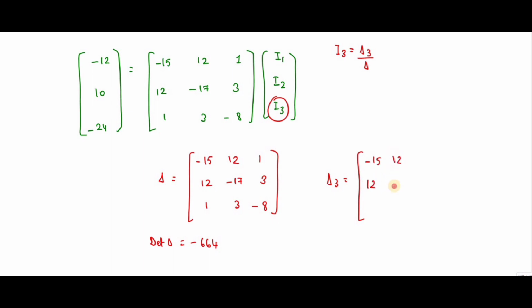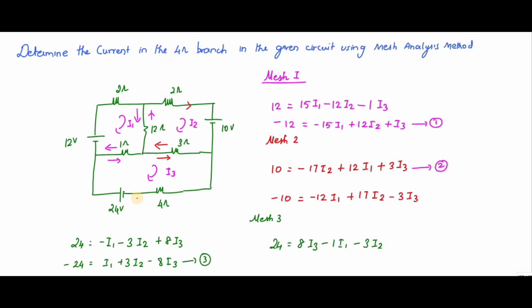First you write this the same as before, and instead of 1, 3 and minus 8, you substitute minus 12, 10 and minus 24. If I solve, I will get the answer as minus 2730. So I will get 2730 divided by 664, and the answer is 4.1 amps.